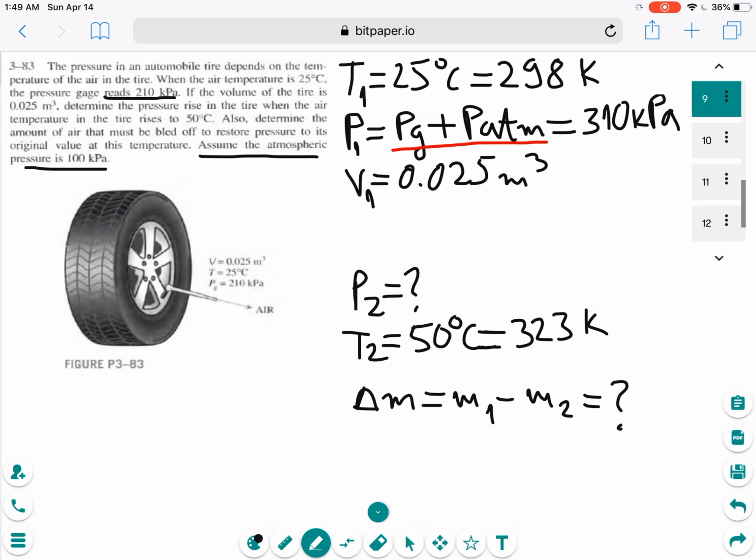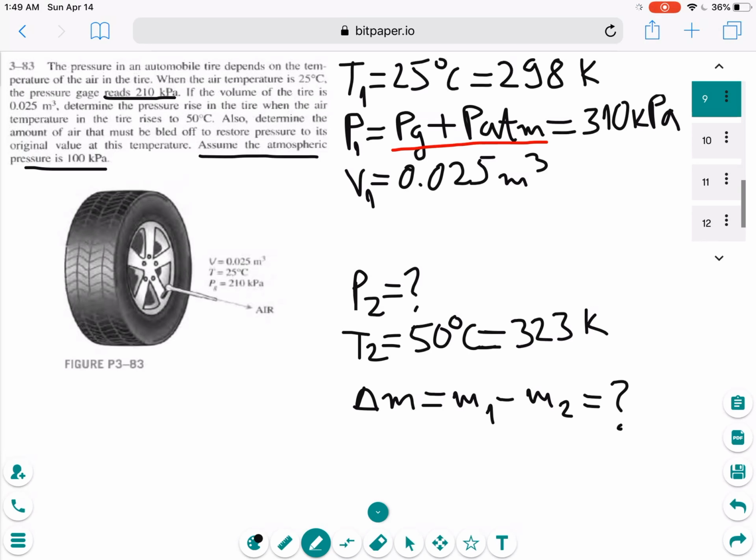So with that being said, let's try to solve a problem. Let's see the ideal gas law in action. This problem says that the pressure in an automobile tire depends on the temperature of the air in the tire. When the air temperature is 25 degrees Celsius, the pressure gauge reads 210 kPa.